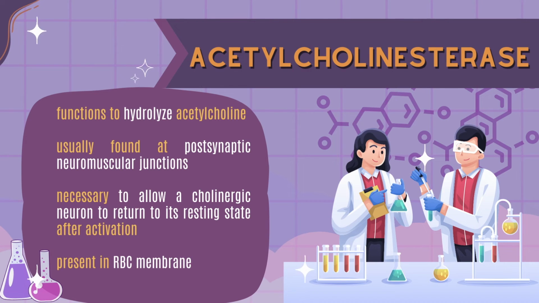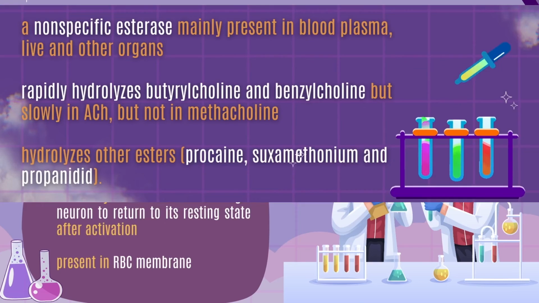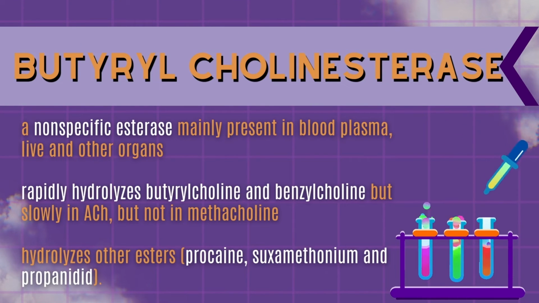They also hydrolyze acetylcholine at a faster rate than other choline esters, including methacholine, but not benzylcholine or butyrylcholine. Moreover, the pharmacological effects of drugs like neostigmine and physostigmine are due to inhibition of acetylcholinesterase, the indirectly acting cholinergic. On the other hand, butyrylcholinesterase is a non-specific esterase mainly present in blood plasma, liver, and other organs.